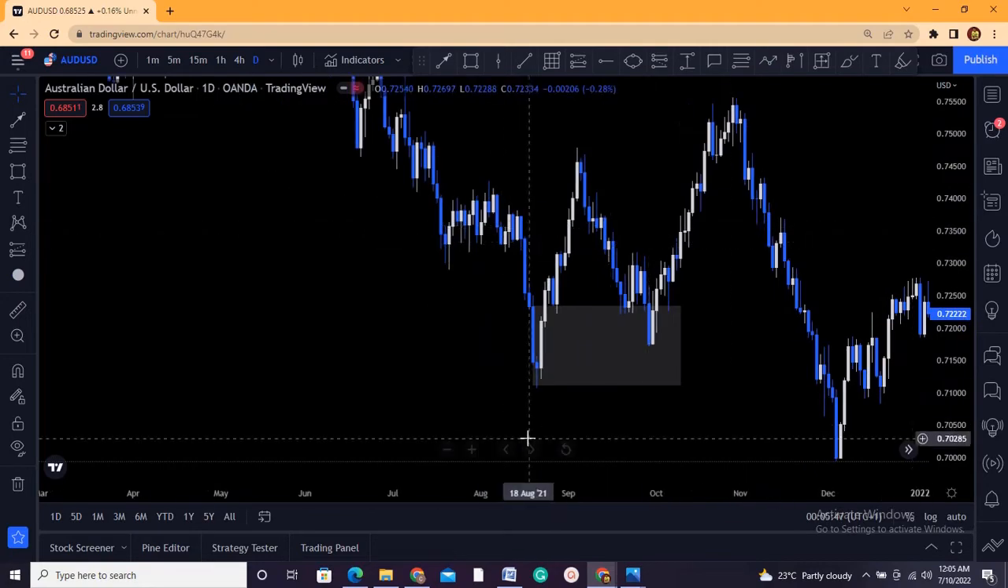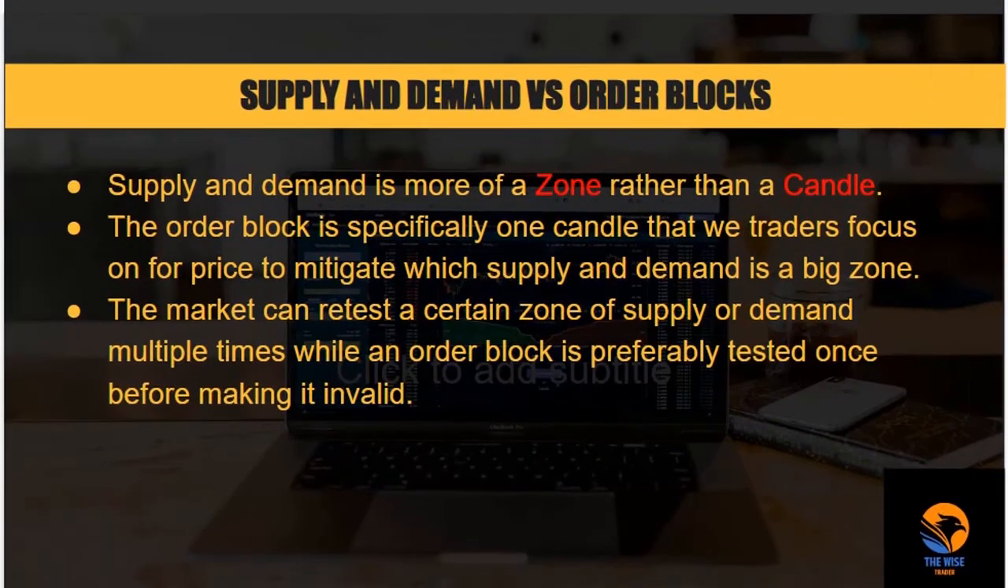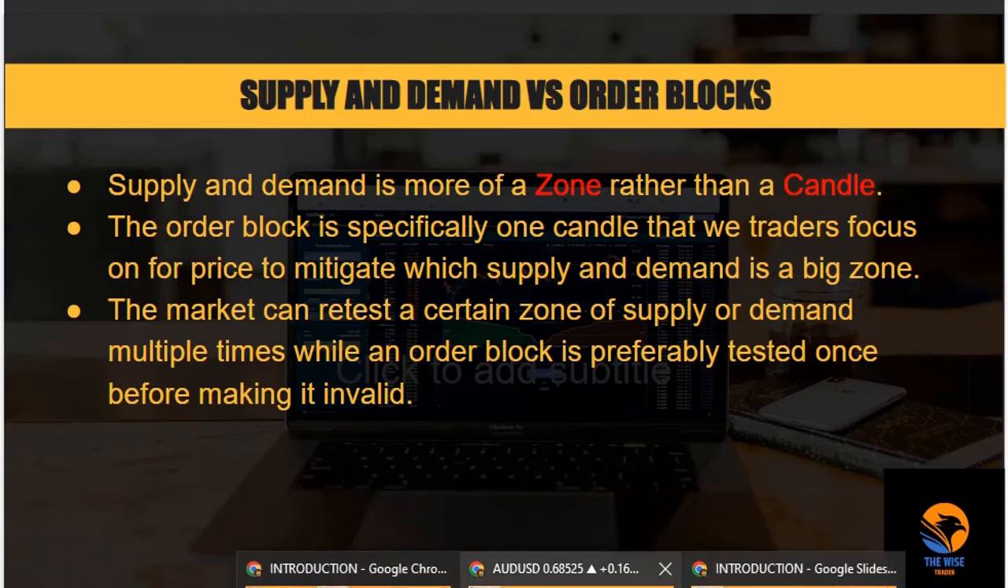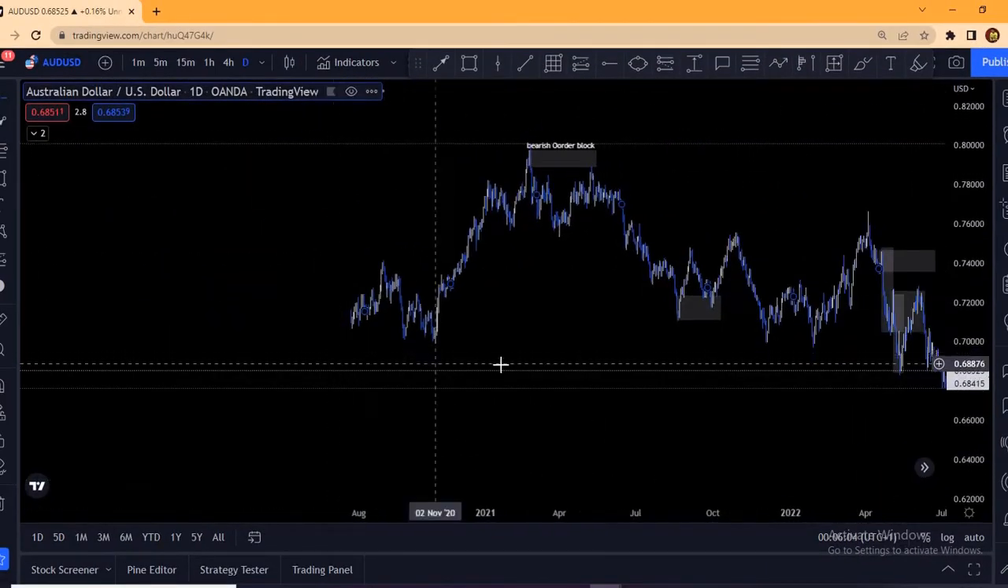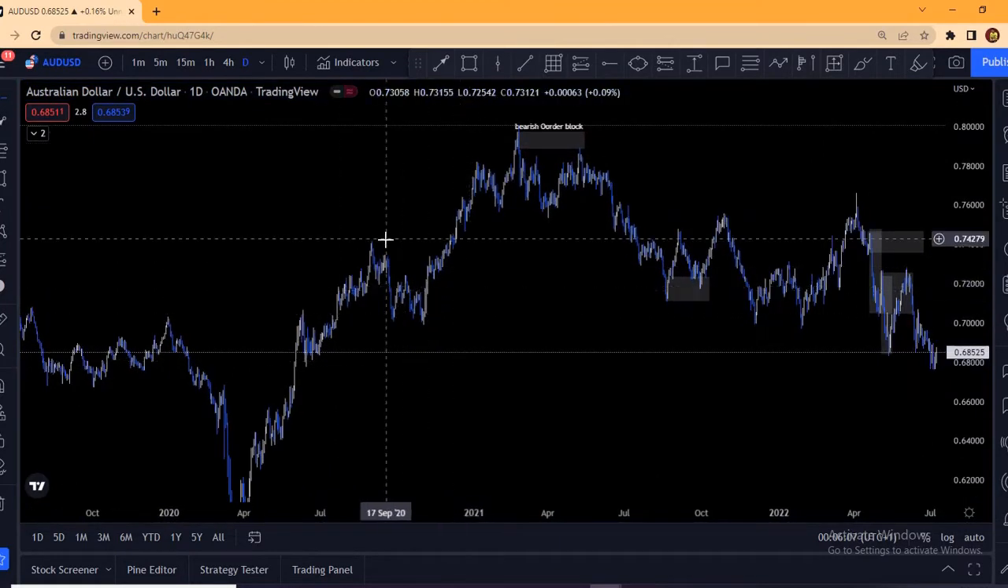Alright, so let's go back to the slide. Supply and demand is more of a zone rather than a candle. Let me explain that. I've explained what order block is. So supply and demand is actually a zone, not a candle.